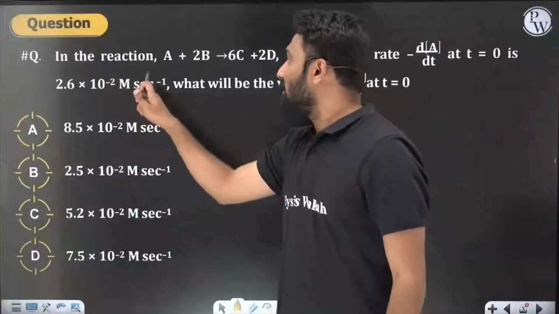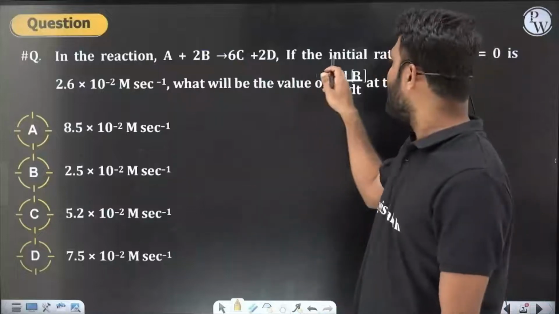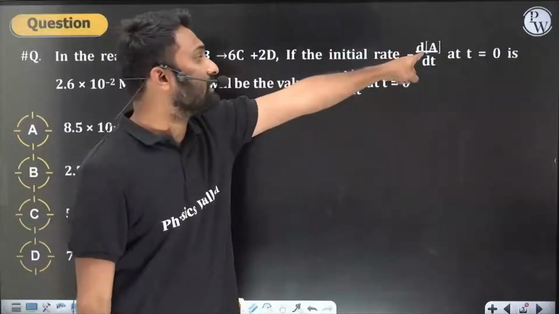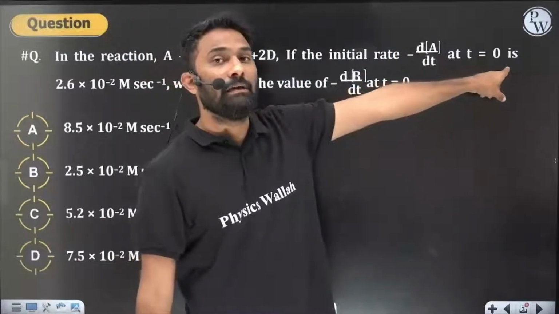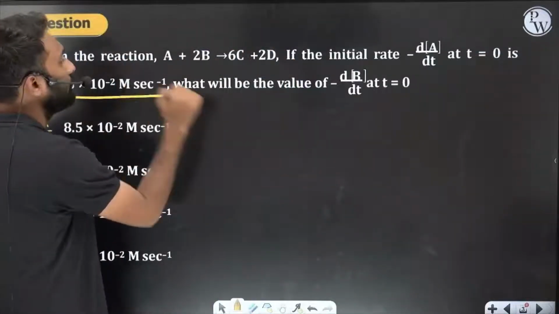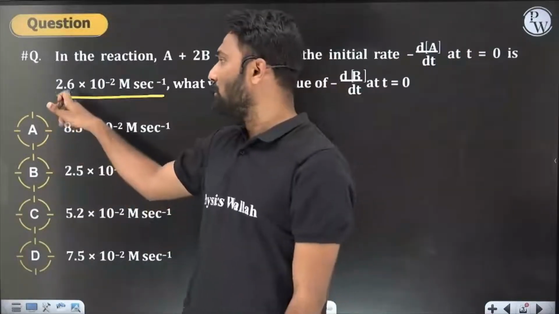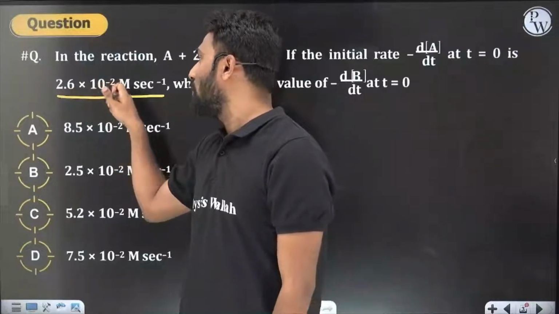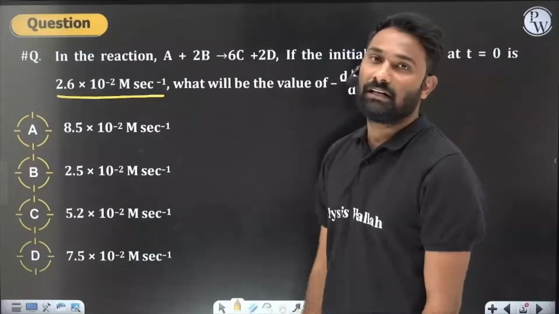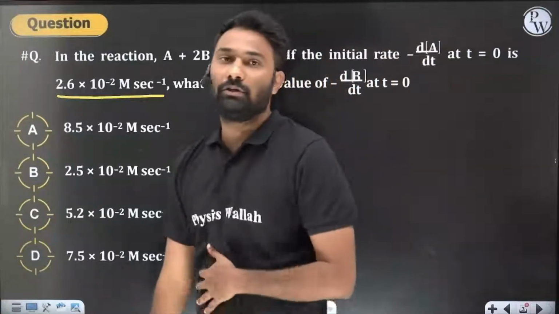In the reaction A plus 2B gives rise to 6C plus 2D, the initial rate, minus the change in concentration of A at time t equals 0, is 2.6 into 10 to the power minus 2 molar second inverse. Now what will be the value of change in concentration of B by dt at the same time t equals 0, they are asking.